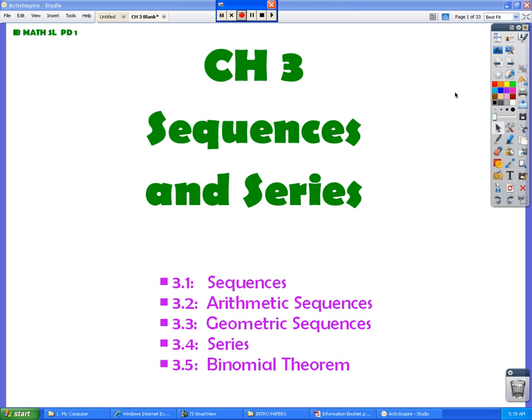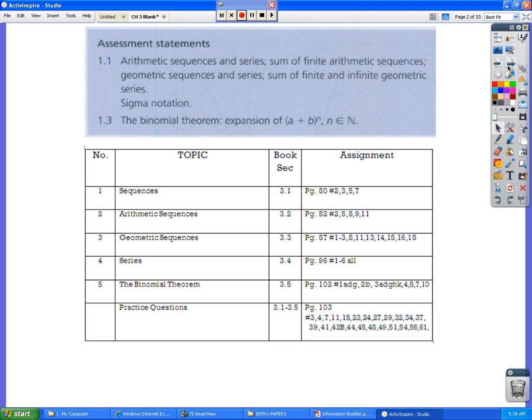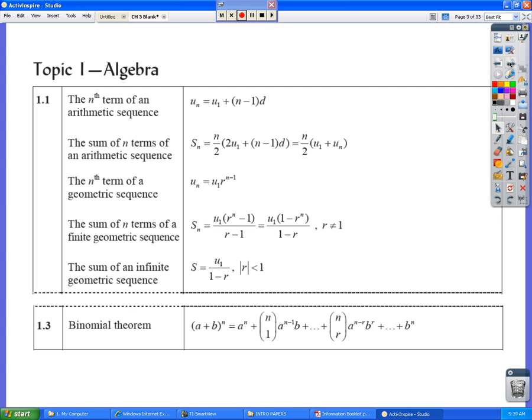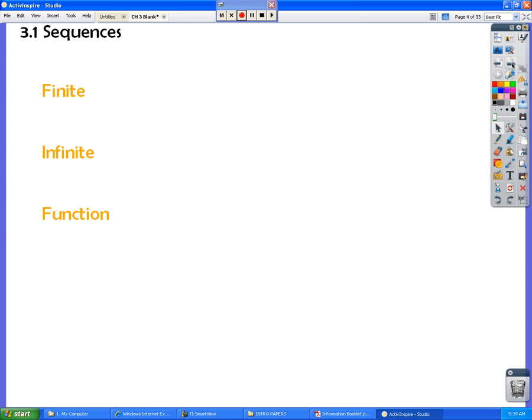Chapter 3, 3.1 to 3.3. Again, the practice questions are not optional. Everything else is optional. And here are the formulas that would have to do with this section from your actual information booklet. So to start off, we're going to talk about sequences.